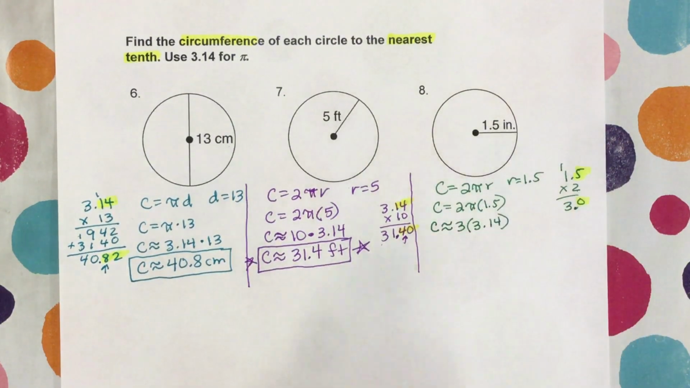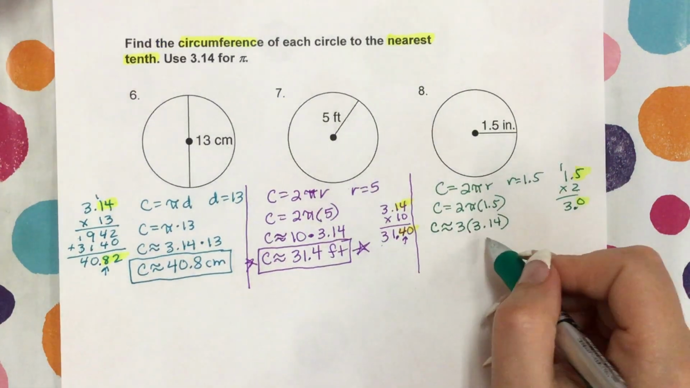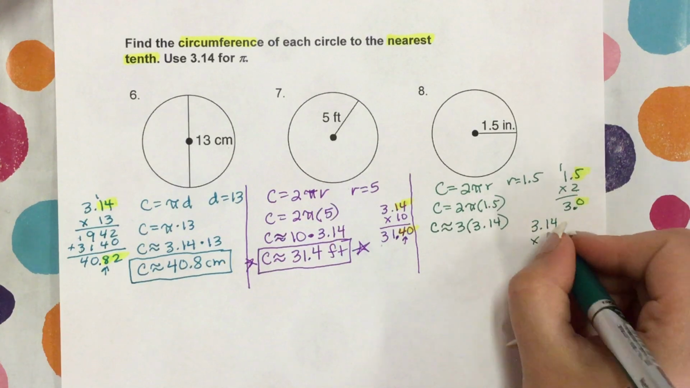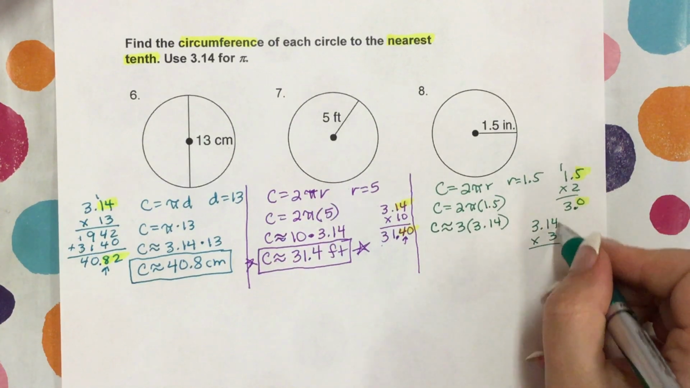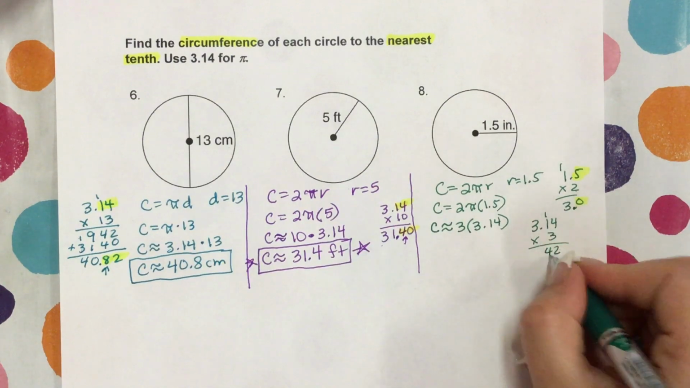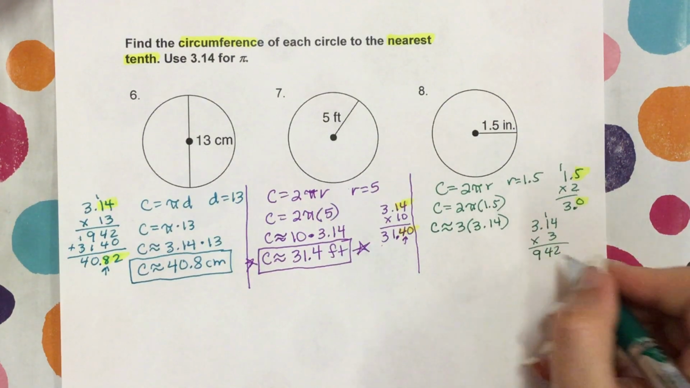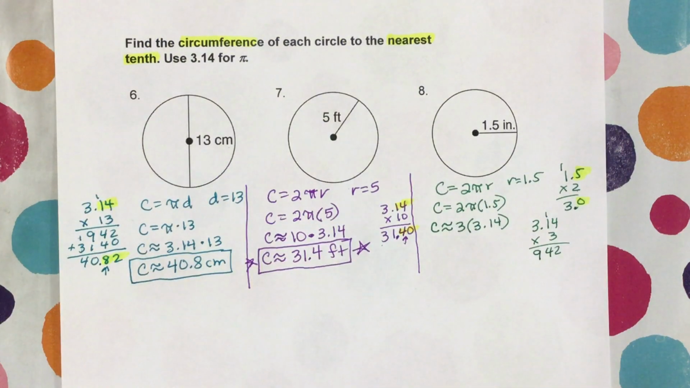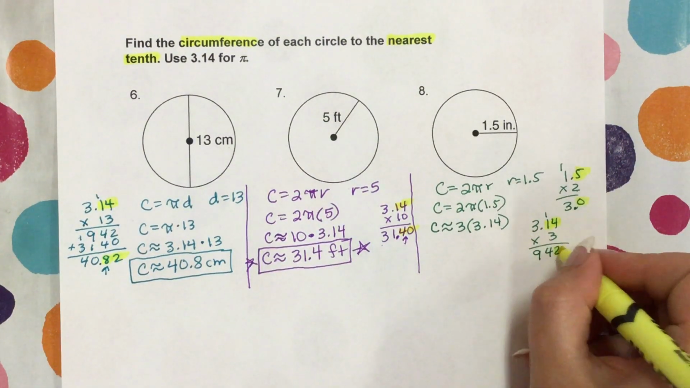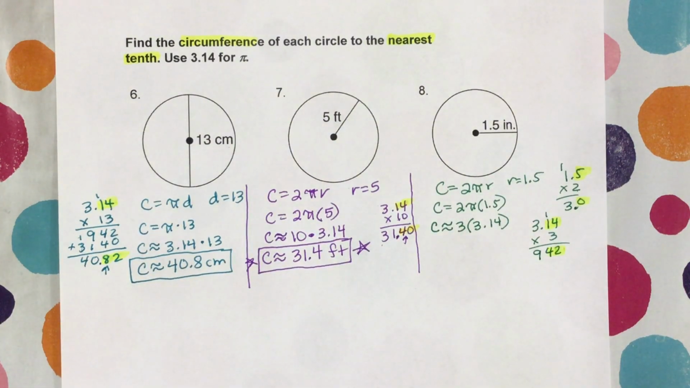3.14. So now I just need to determine what is 3.14 times 3. I'm going to do that off to the side. 3.14 times 3. Okay, 3 times 4 is 12. Write the 2, carry the 1. 3 times 1 is 3, plus 1 is 4. And then 3 times 3 is 9. Okay. And then I'm multiplying decimals. There's 1, 2 spots, so that means my answer needs to have 1, 2 spots there.